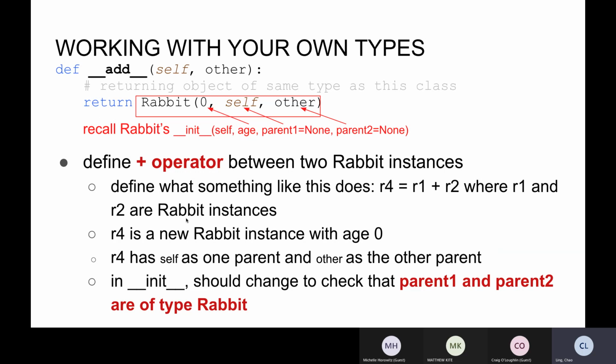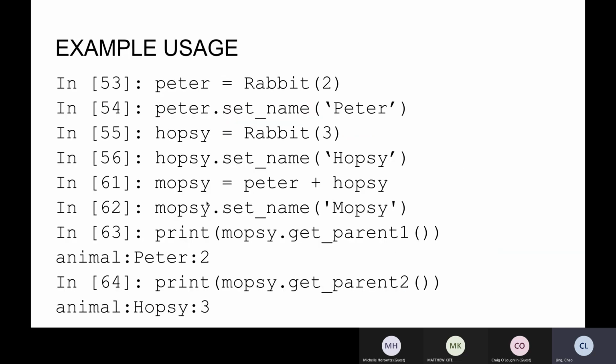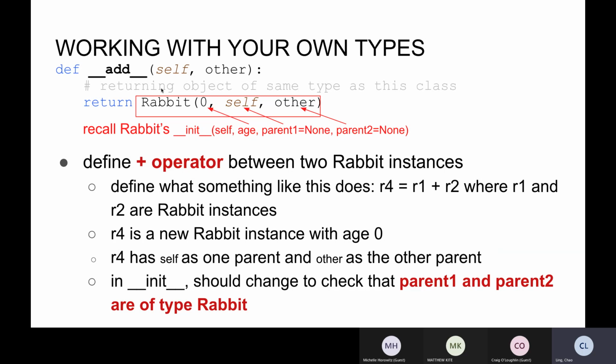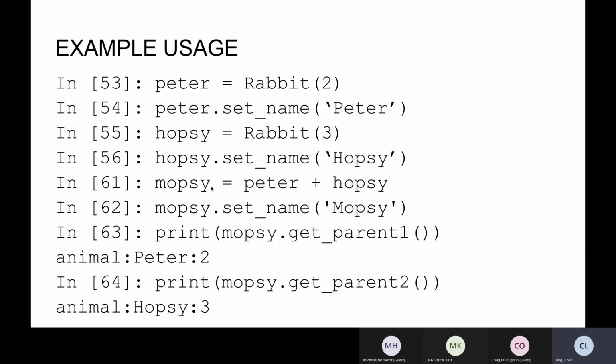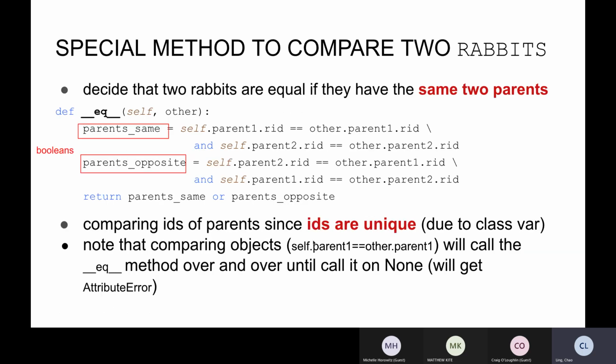So in how to define that, you define an add function. You just return a new rabbit with 0 age and parent 1 and parent 2. Okay, so here's some example. Peter is a 2-year-old rabbit, Hopsy is a 3-year-old rabbit, and Mopsy is Peter plus Hopsy. Mopsy is 0 years old, right? Its name is Mopsy. And then you print Mopsy's parent 1 and parent 2, which are Peter and Hopsy. Okay, so that's how it goes.